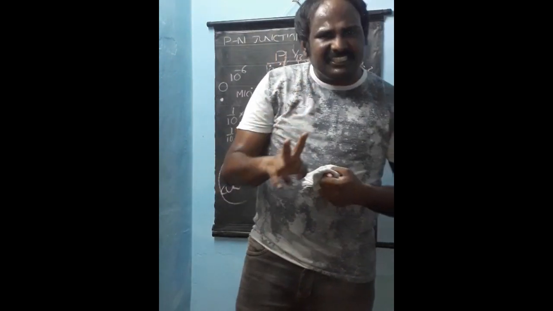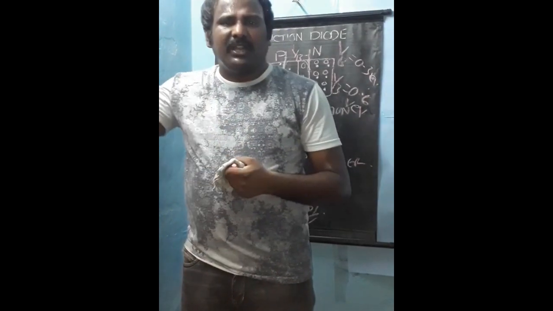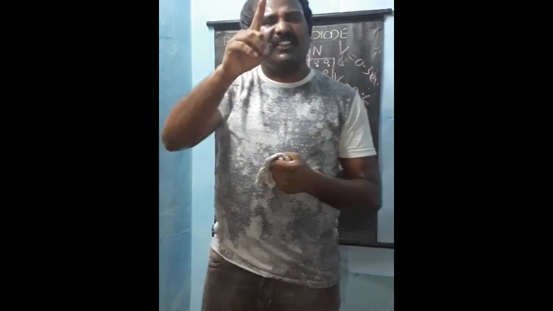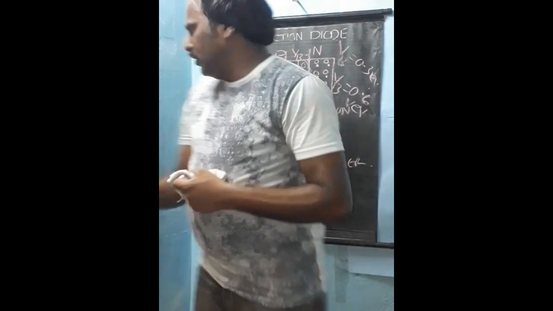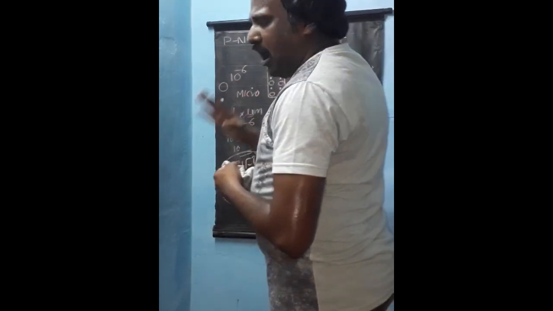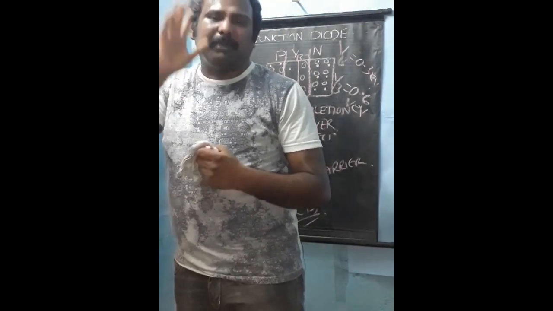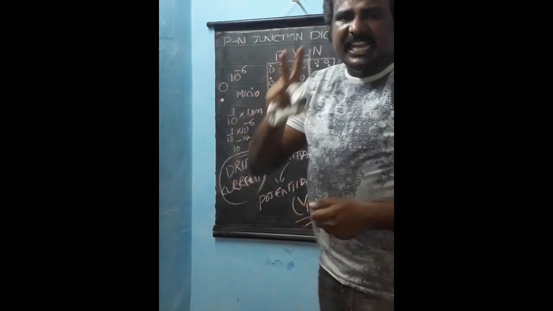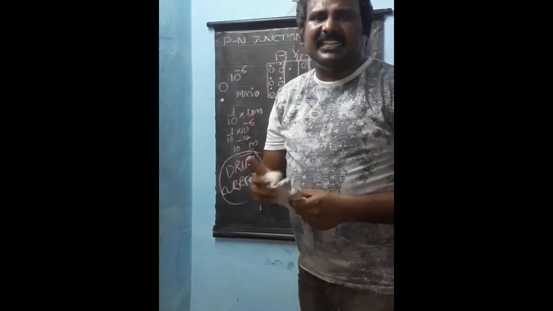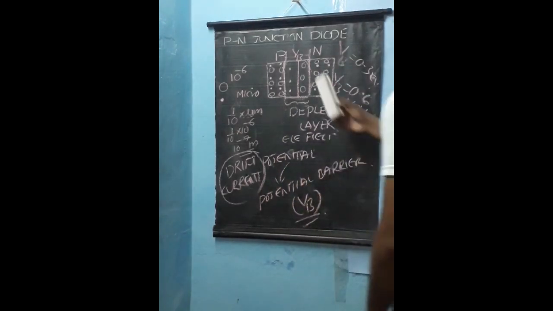So in a PN junction diode there are two currents. One is diffusion current, when holes move towards the N type and electrons move towards the P type. That current is called diffusion current. Drift current is the current between holes and electrons, or between charge carriers, when an electric field is applied. So in a PN junction diode, there will be two currents: diffusion current and drift current. Now coming to an important point here.